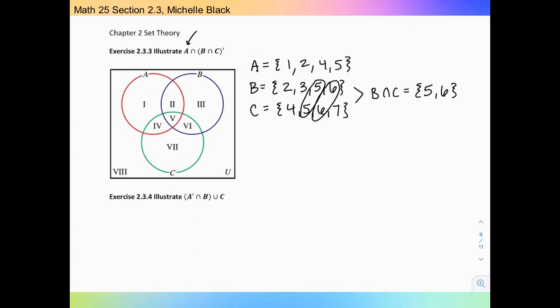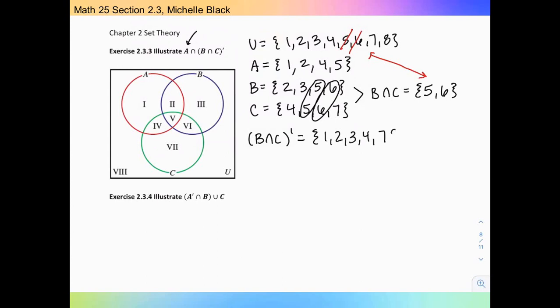All right, but we don't want to find B intersect C exactly. We want to find the complement of that set. So now you need to compare it to your universal set, which has all of the regions 1 through 8. So comparing these 2 sets, my complement is going to contain everything that's in the universal set that's not currently in B intersect C. So I basically just want to exclude 5 and 6, leaving me with 1, 2, 3, 4, 7, and 8.